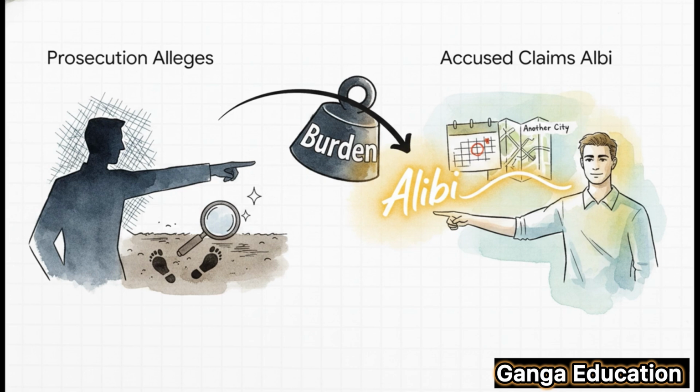You see, that alibi is a particular fact that is especially within the accused's own knowledge. So Section 106 kicks in, and the burden now shifts to the accused to prove their alibi. But, and this is a crucial point, this does not mean the prosecution's main burden to prove the crime itself just disappears. That still rests with the prosecution.